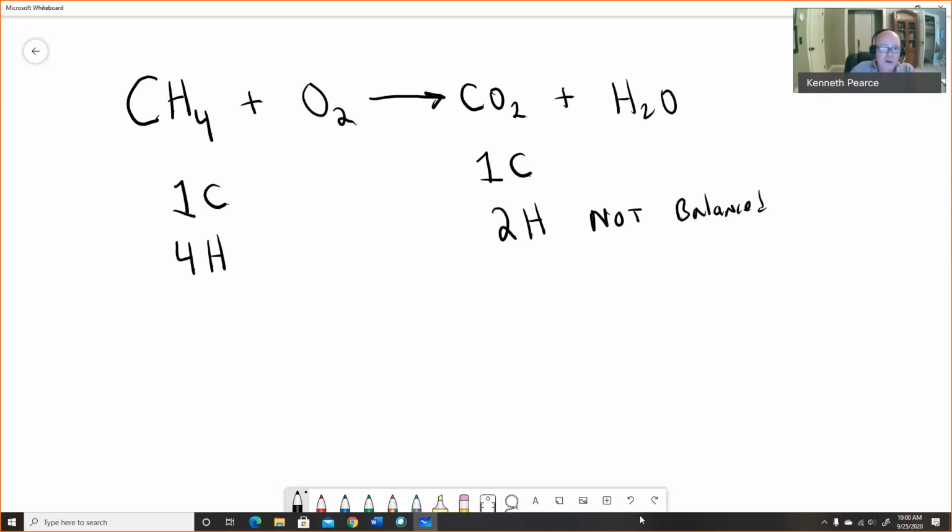And we can also check the oxygens, and on the left-hand side I have 2 oxygens, and on the right-hand side, and this is very important, there are 2 places where you have oxygens, and this is a common mistake, to look only in one place. Now you've got to look at everything. And so we have 3 oxygens on the right-hand side, and it's not balanced. Okay, so we need to figure out, what are we going to do to balance this equation?